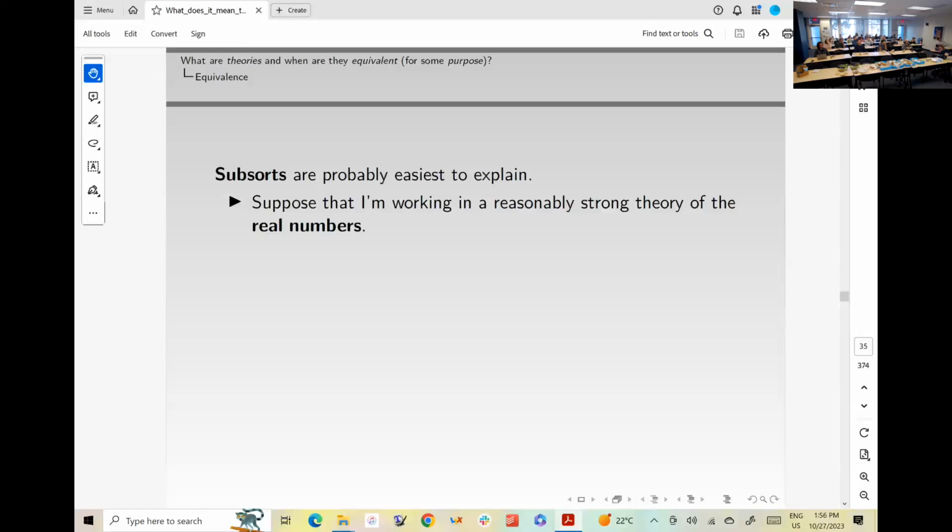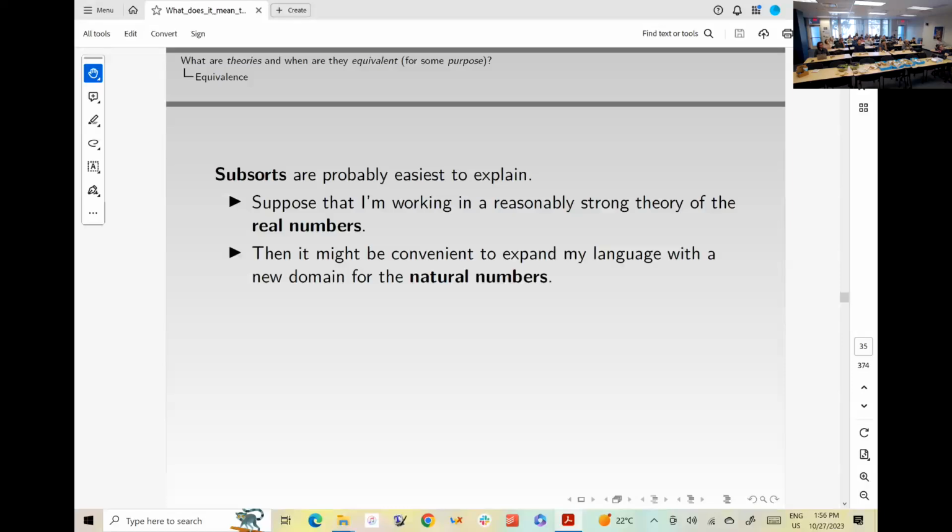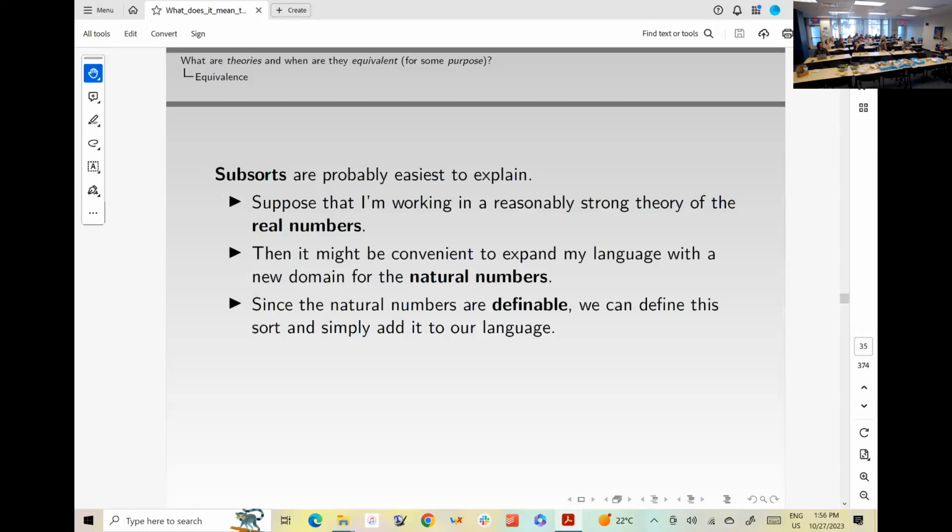Okay, suppose I'm working in a reasonably strong theory of the real numbers, then it might be convenient to expand my language with a new domain for the natural numbers. So I want to do a bit of number theory in my theory as well. Okay, since the natural numbers are going to be definable in a reasonably strong theory, we can define this sort and simply add it to our language. So this would be a Morita expansion with the subsort.